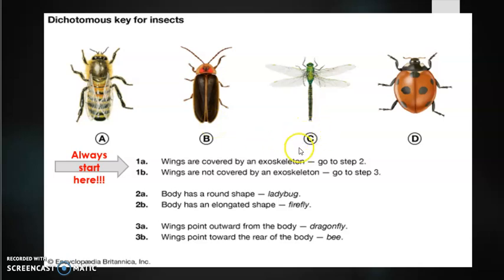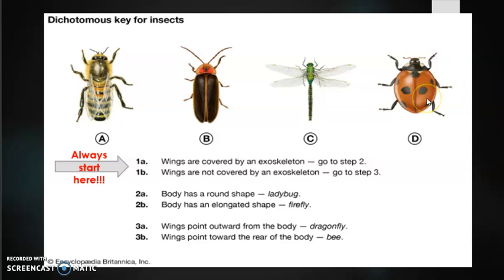For bug C, start at 1 again. Are the wings covered by an exoskeleton or not covered? They are not covered, so I go to step 3. Do the wings point outward from the body or towards the rear? They are definitely outward. That is my dragonfly.